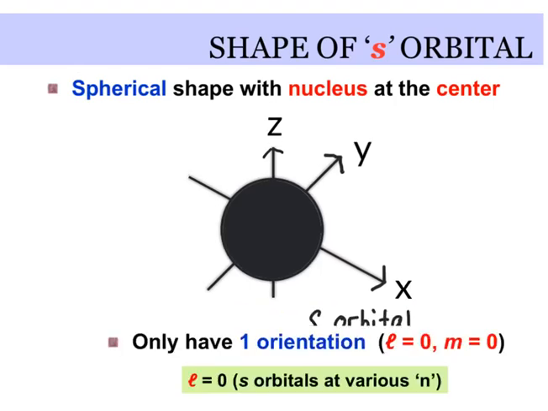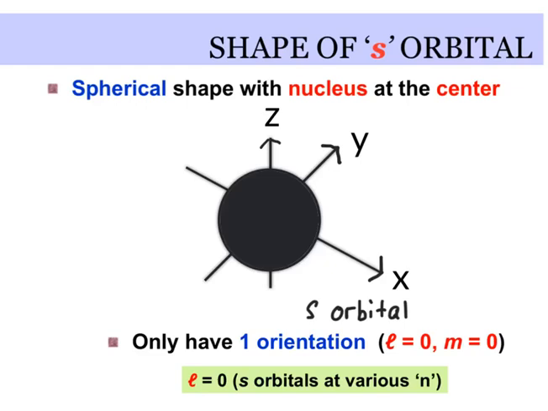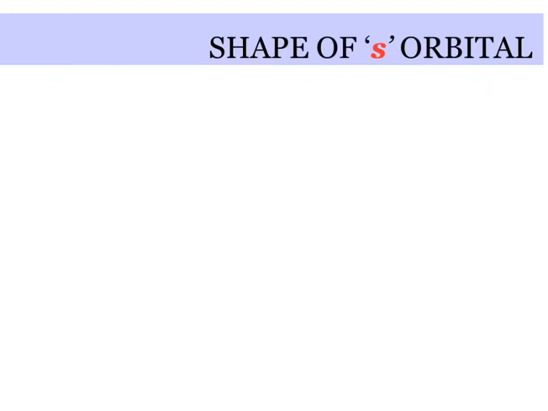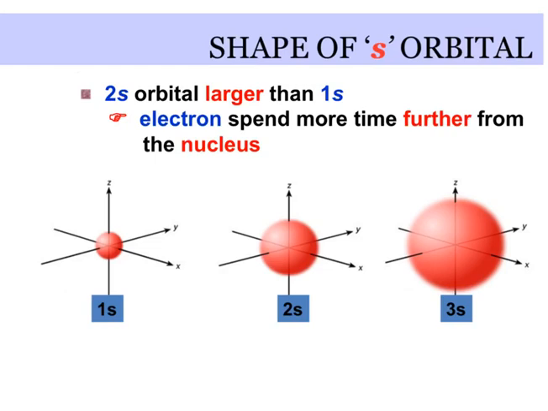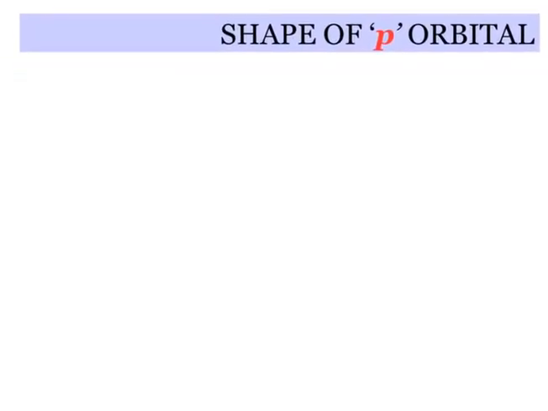The S orbital has only one orientation since the azimuthal quantum number is 0 and the magnetic quantum number is also 0. The 2S orbital is larger than the 1S orbital. We can see that the S orbital gets larger as the principal quantum number increases. Let's continue with the P orbital.